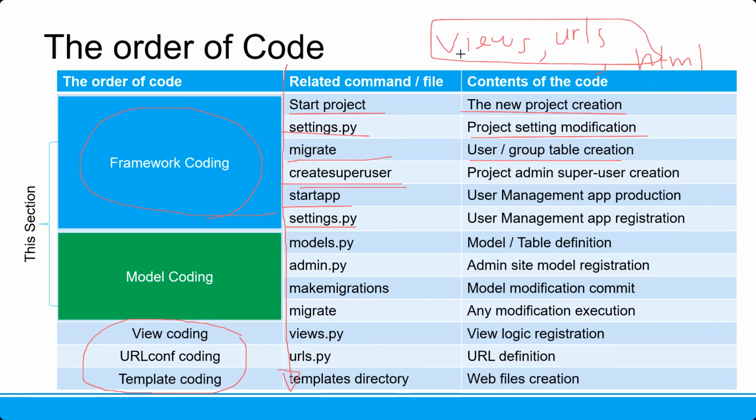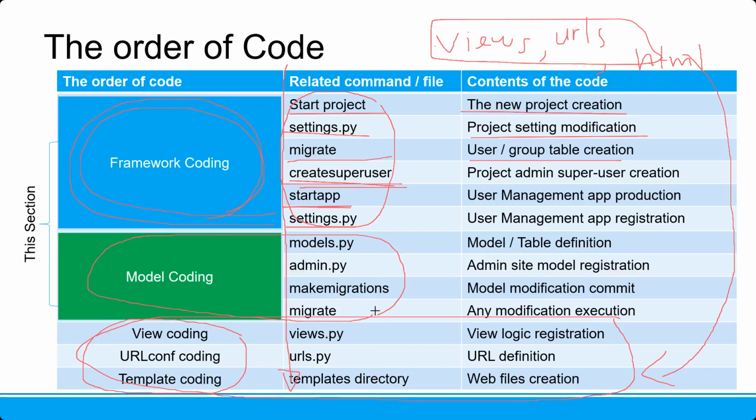Now, before you create this one, these three actually belong to the last section. So before you do this one, you need to create the project. So you need to set up the administrator. You need to set up the user. You need to set up the application name. After you do this framework coding, you need to set up the model.